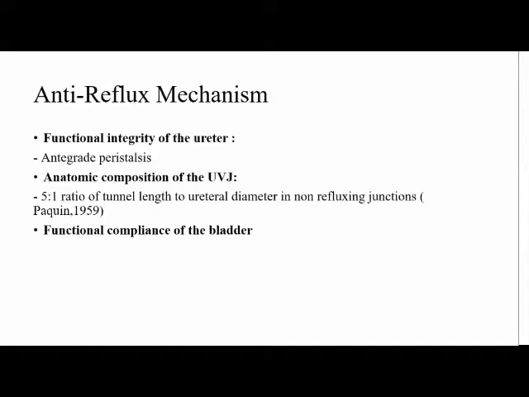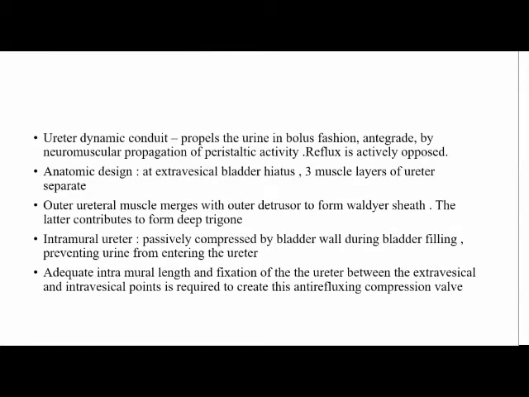Coming to the anti-reflux mechanism, first is the functional integrity of the ureter. There is an antegrade peristalsis. Then the anatomical composition: a 5:1 ratio of tunnel length to ureteral diameter is seen in non-refluxing junctions. Then is the functional compliance of the bladder. The ureterodynamic conduit propels the urine in bolus fashion in antegrade form by neuromuscular propagation of the peristaltic activity. The reflux is actively opposed.